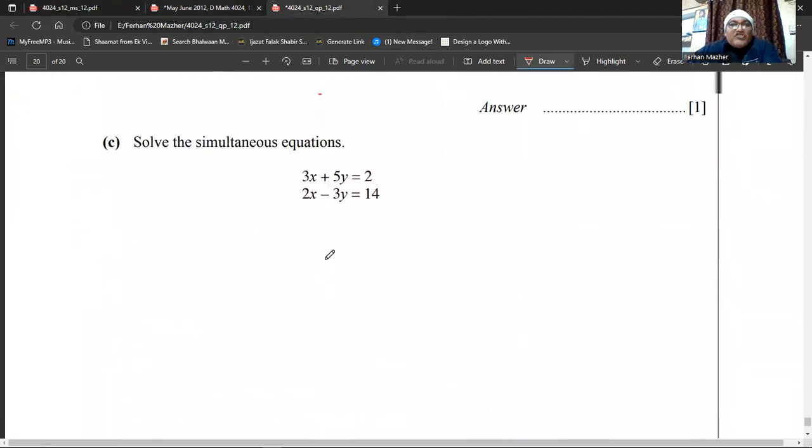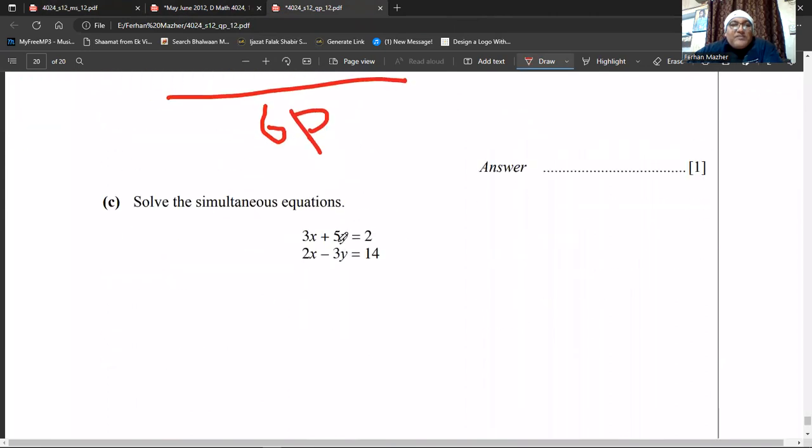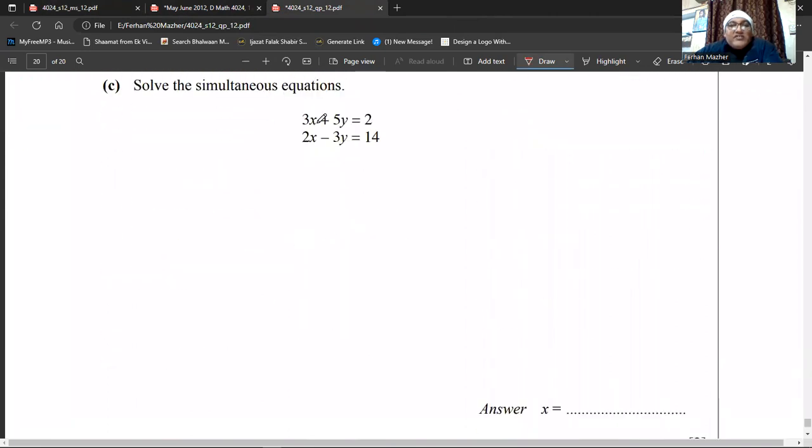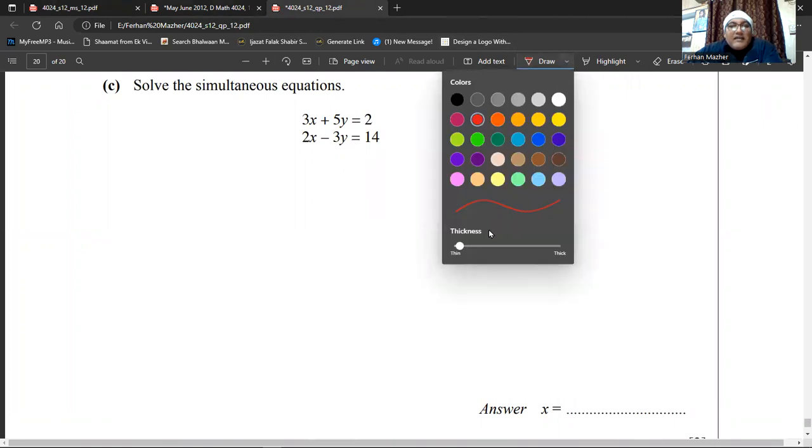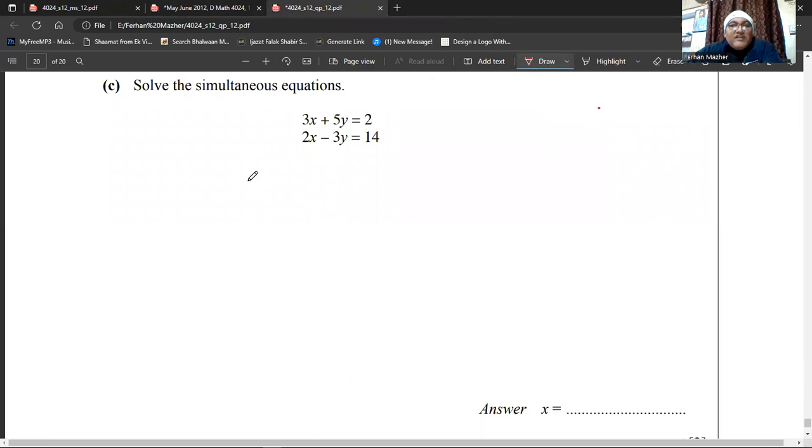Okay, so 3 marks question. Question number 25, C part, simultaneous equations. He says 3x plus 5y equals 2, and 2x minus 3y equals 14. So my method is very simple. What I will do, I will multiply this equation with 3, and I will multiply this equation with 5, and I will simply add them.